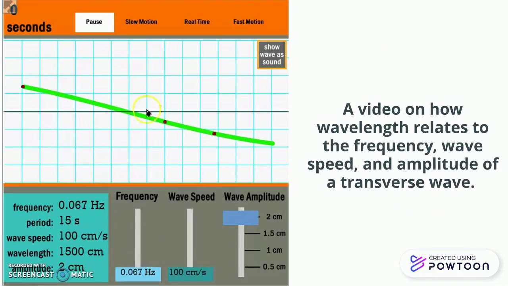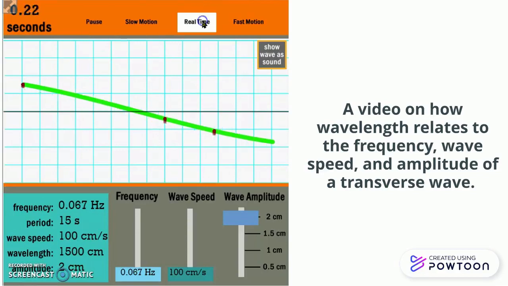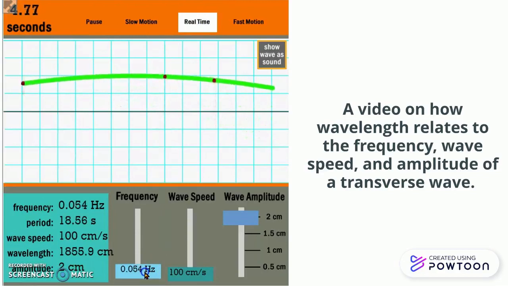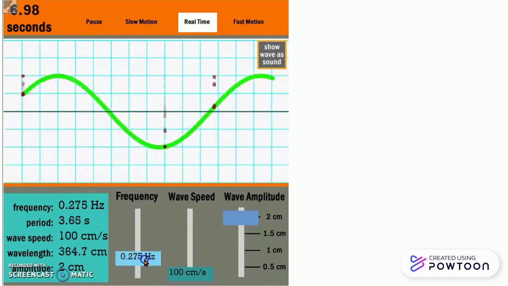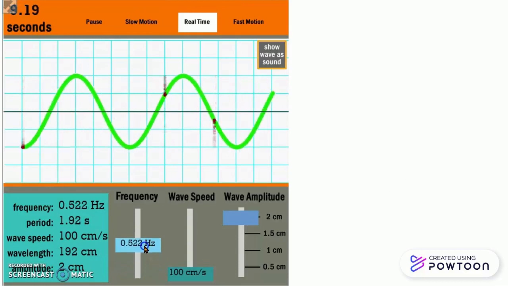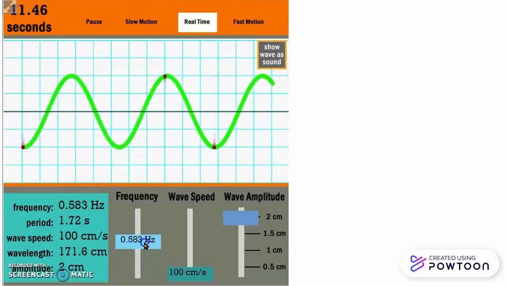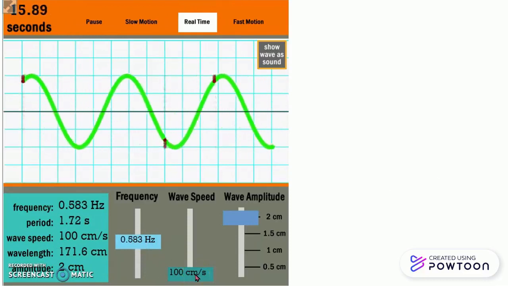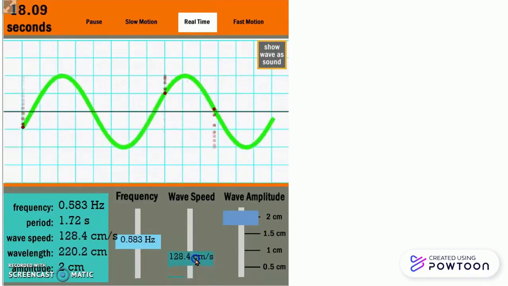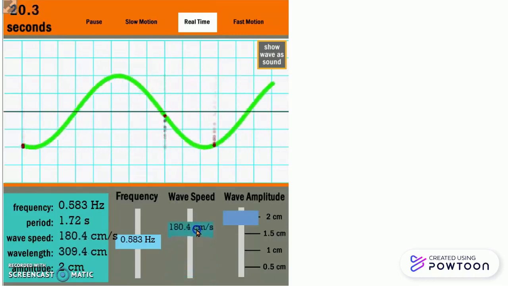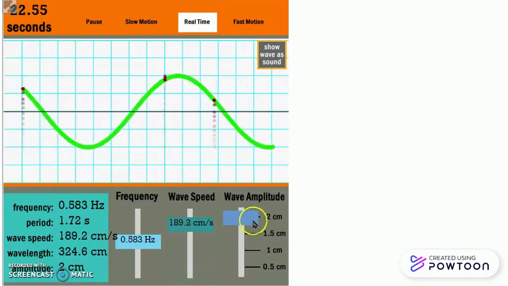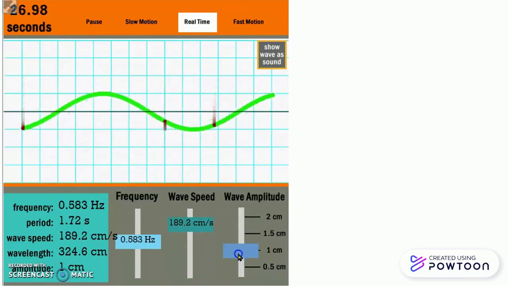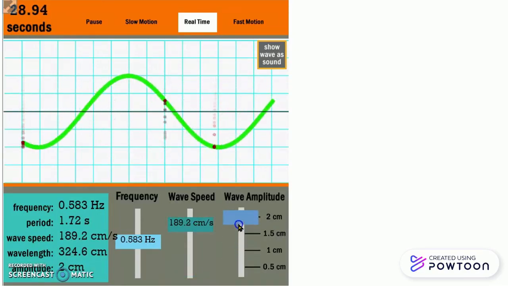Alright, so as we can see here, we have a basic wave going on. When you raise the frequency of the wave, you can see that the wavelength becomes shorter than it would have been before. But when you raise the wave speed, the wavelength becomes longer than it would have been. Amplitude also has no effect on wavelengths.